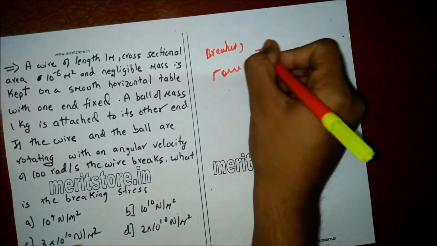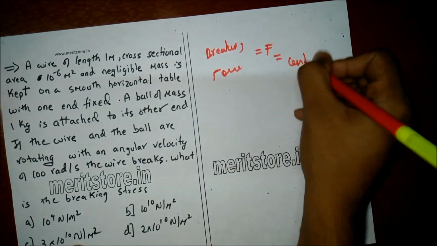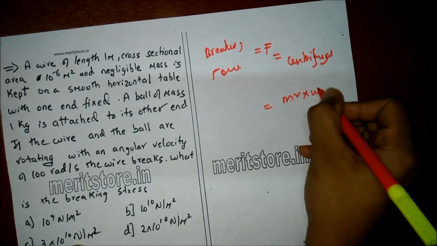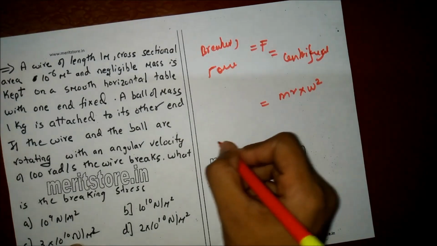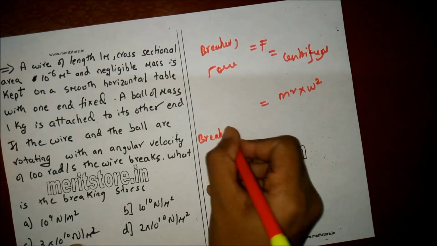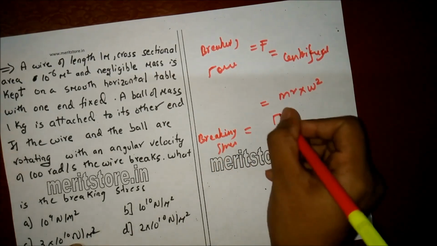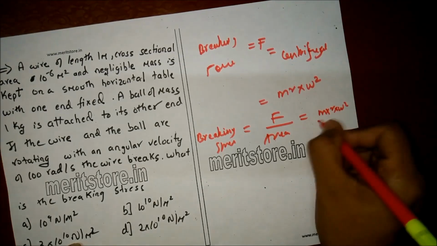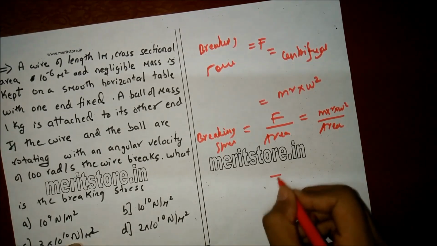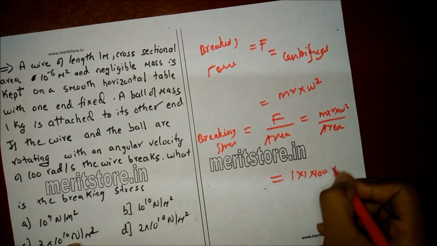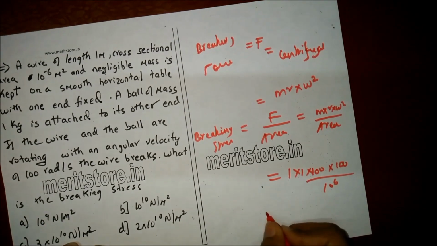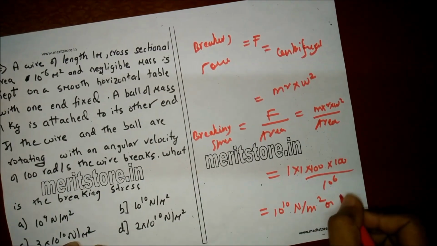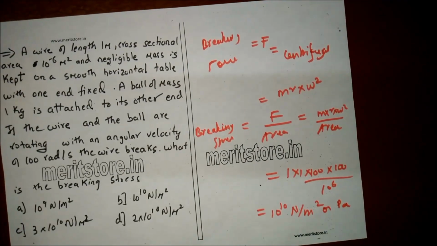Now, the breaking force is equal to F, which is equal to the centrifugal force, which is m into r into omega square. Therefore, the breaking stress is equal to F upon the area, where the force is m into r into omega square upon the area. Therefore, on substituting the values, 1 into 1 into 100 into 100 upon 10 raised to minus 6, which is equal to 10 raised to 10 Newton per meter square or pascals. Therefore, here the correct answer will be option B.